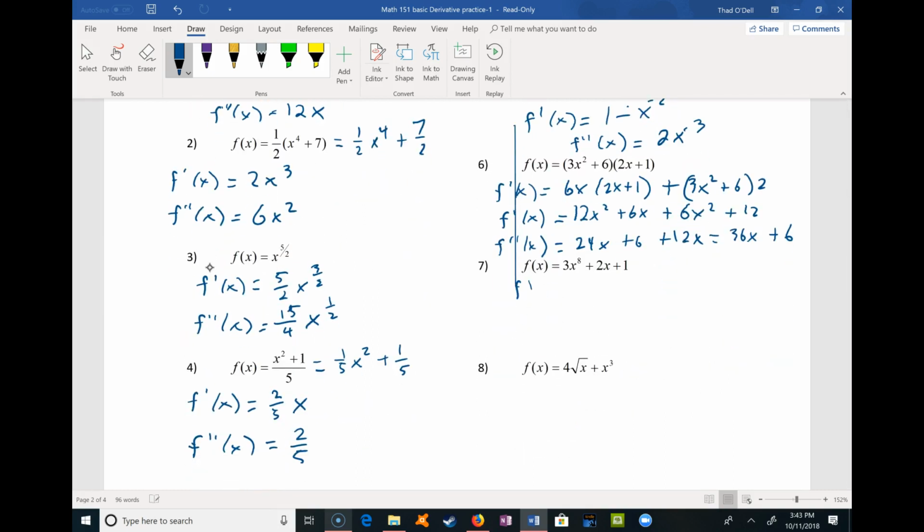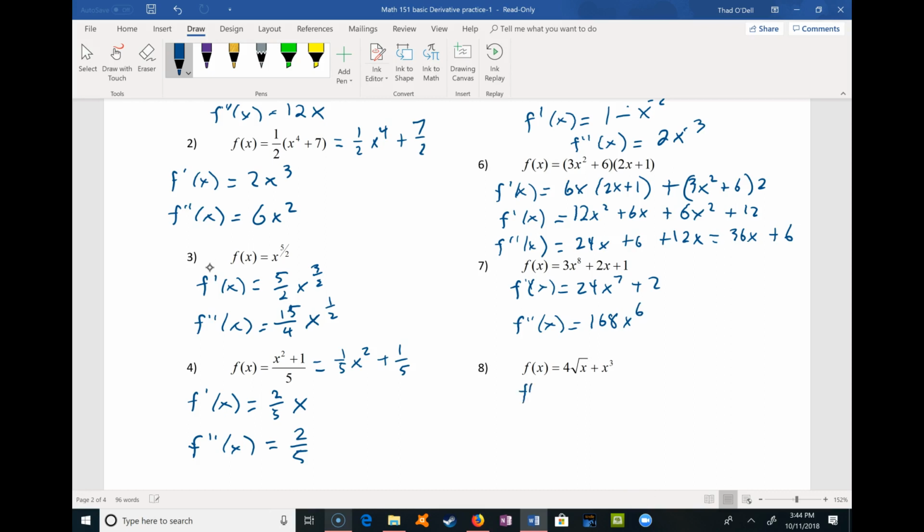And the first derivative of this would be 24x to the 7th plus 2. And the second derivative would be, well, what's 7 times 24? That'd be 168 x to the 6th.